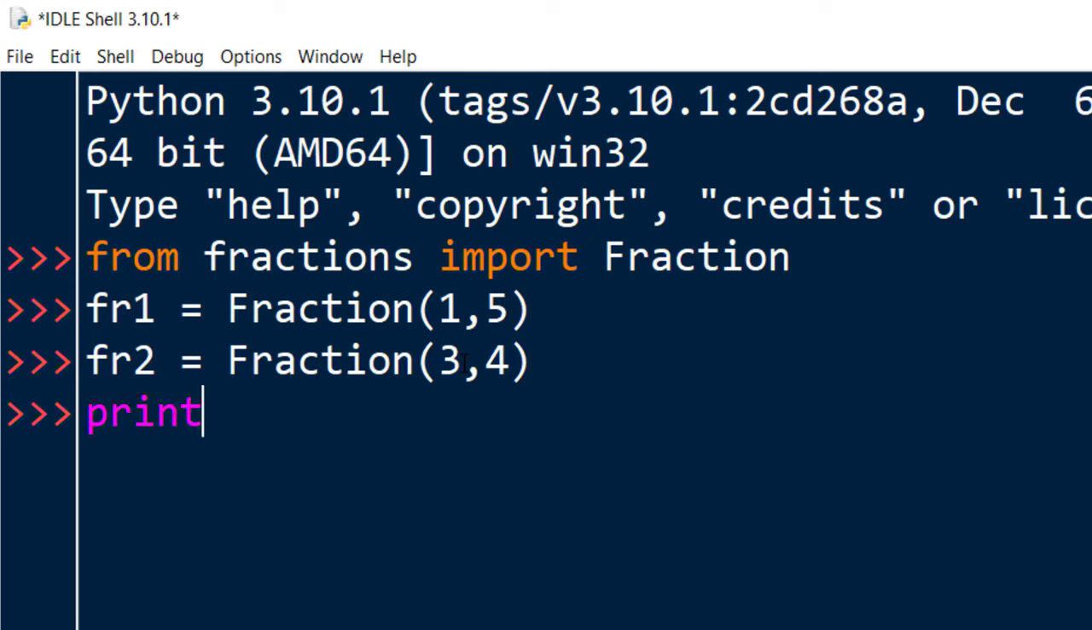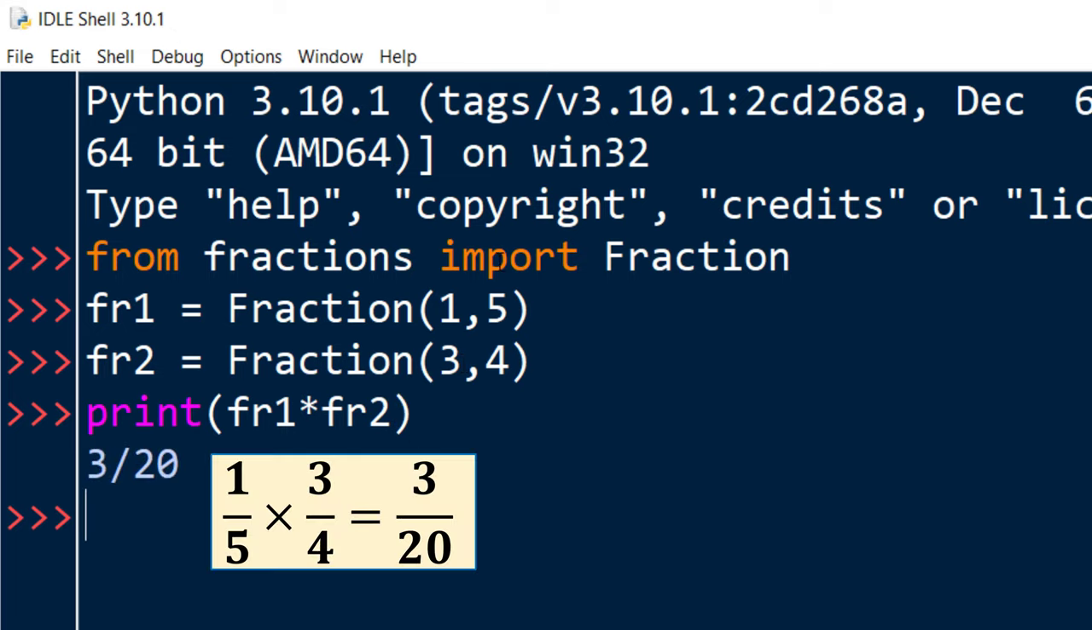For example, I'm gonna multiply these two fractions and I'm gonna print the result of this multiplying. And as you can see, when we're multiplying 1/5 with 3/4, we're gonna get a new fraction, 3/20.